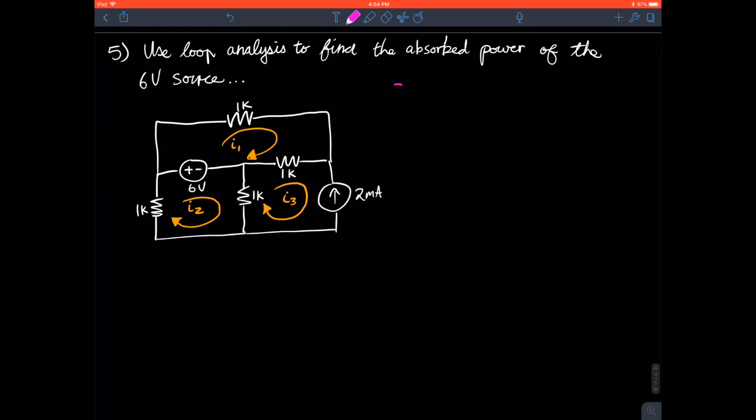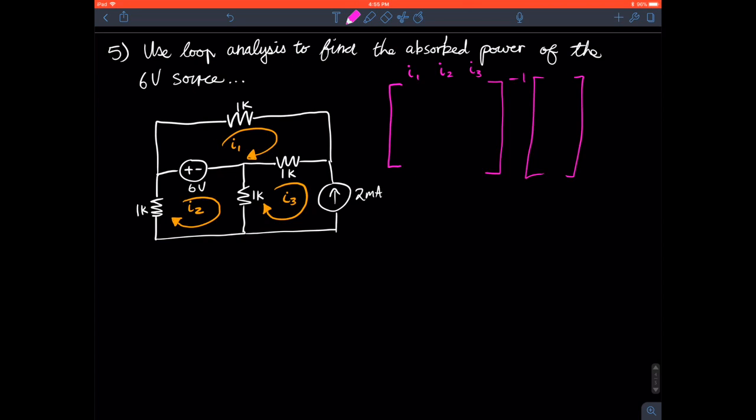I'm also going to do this one the fast way, because I think the fast way for mesh analysis is pretty easy, and anybody can learn it real quick, so we're just going to do it. Once again, I like to label everything, so we'll label our columns right here, I1, I2, I3.